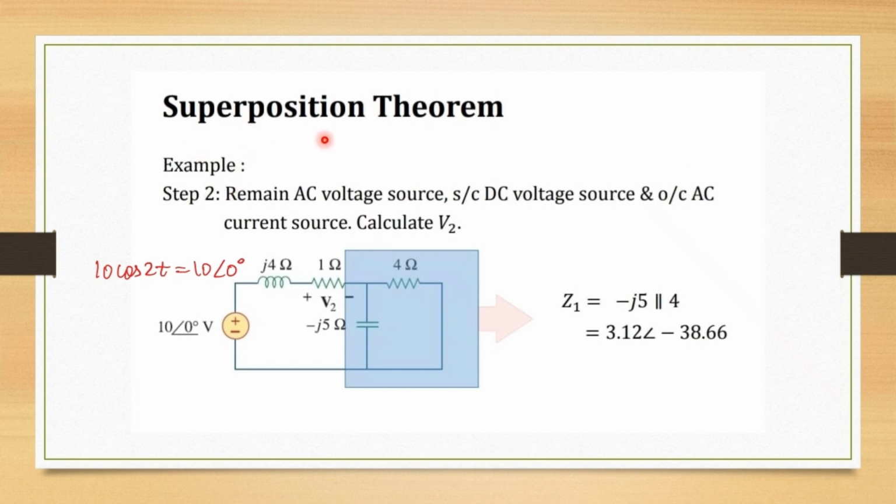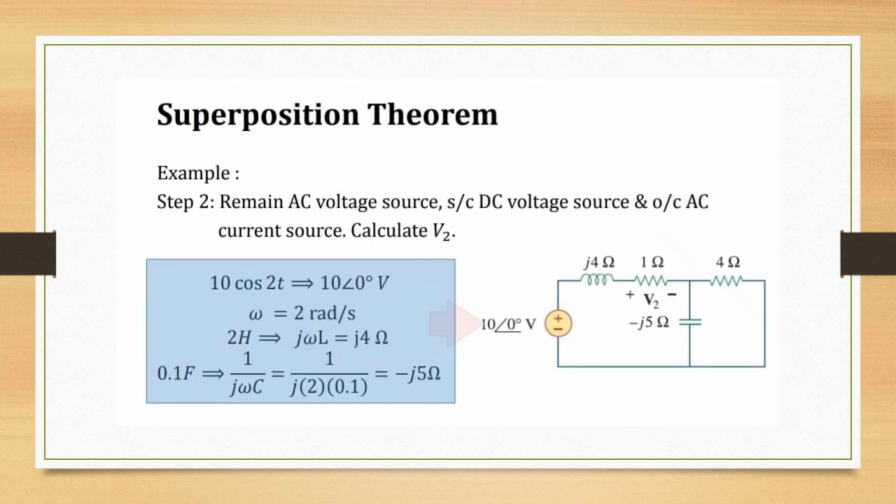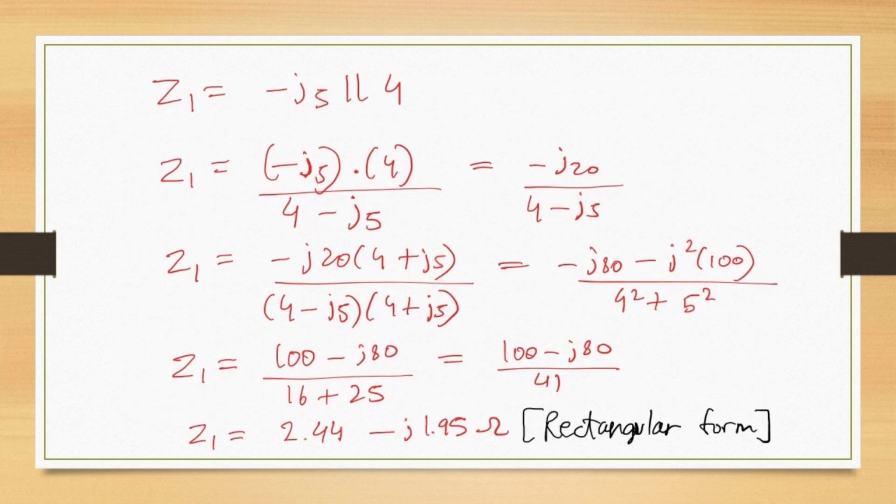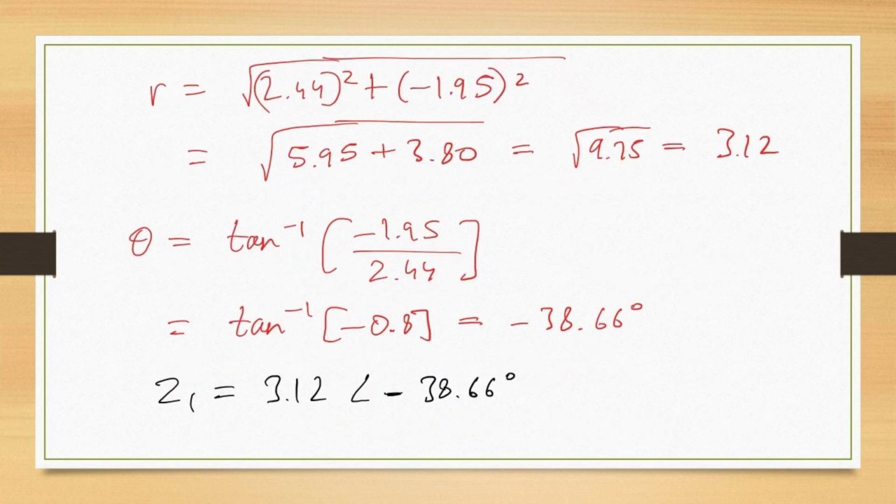Now we're going to move on to step 2. Here the AC voltage source remains as it is, and we short circuit the DC voltage source and open circuit the AC current source. Here, as you can see, we find out how we can convert the 0.1 farad to minus j5 ohms. Here I've taken the liberty to show the calculations for Z1, which is impedance 1. So I'm going to go through that. In order to convert from the rectangular form to the polar form, this is how you do it.